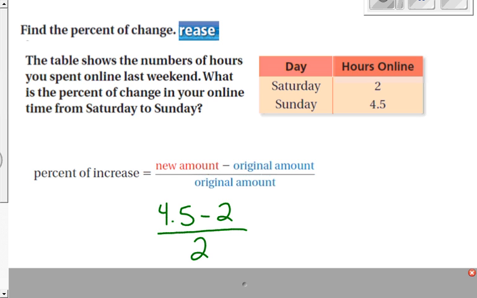So we have 4.5 minus 2, which is 2.5 over 2. Using the calculator, 2.5 divided by 2 equals 1.25. It's asking what percent of change. This is a decimal, so we need to change it to a percent. We recall from chapter 6.1 how to change it to a percent. We move it 2 steps to the right, and we get 125%.